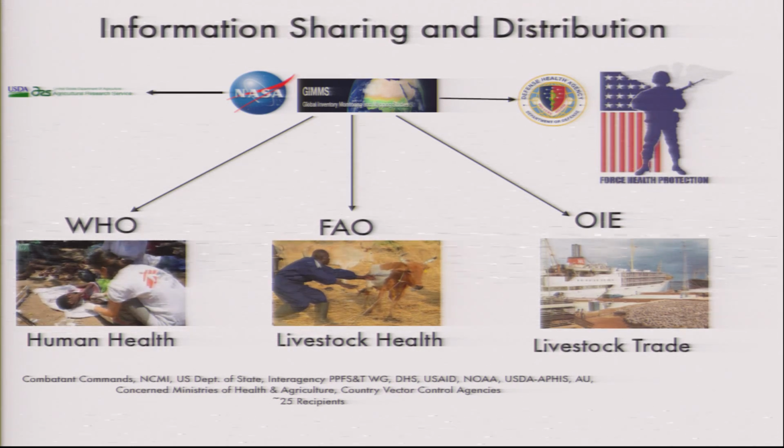We also share information with the United States Agricultural Service and APHIS in order to be able to do homeland protection for incoming commodities, either in ships or by aeroplane. We also provide information to WHO, who are concerned with human health. The information also goes to FAO, livestock health, and OIE on livestock trade. So you can see that our approach is a really comprehensive One Health approach.